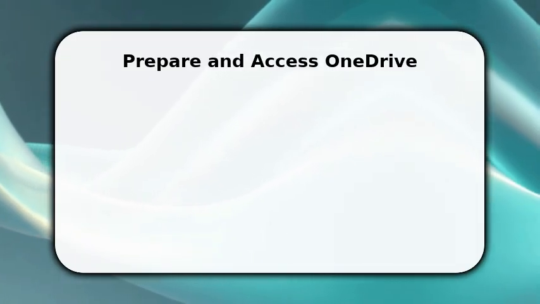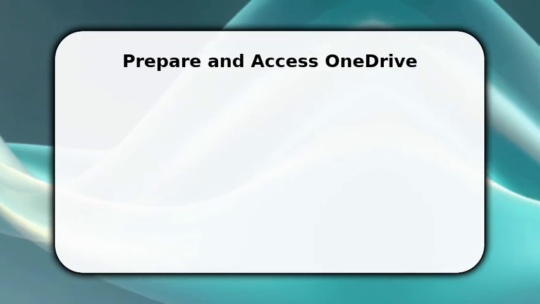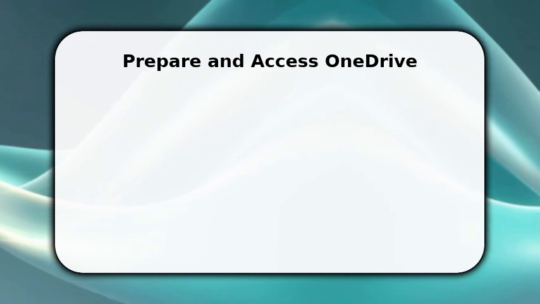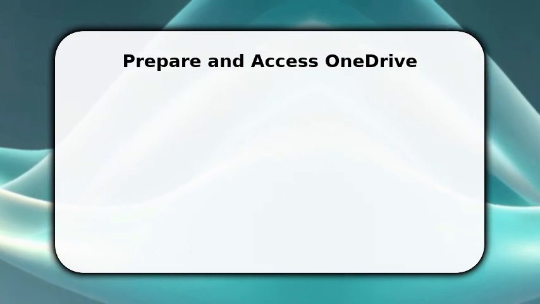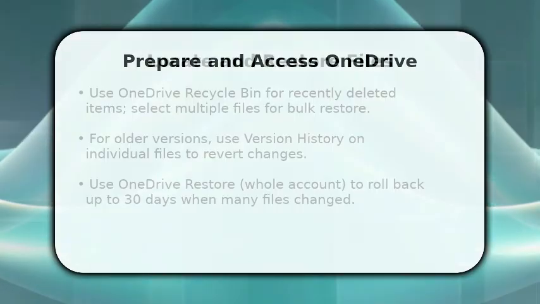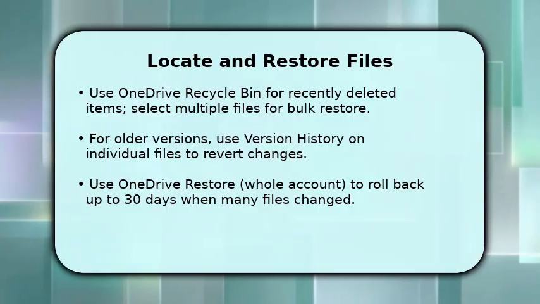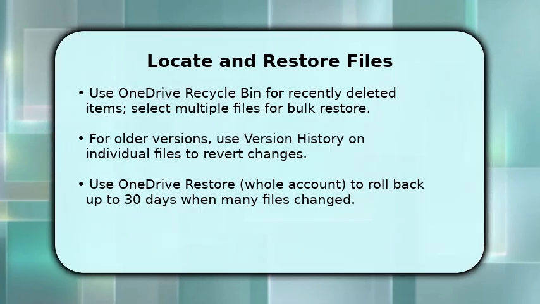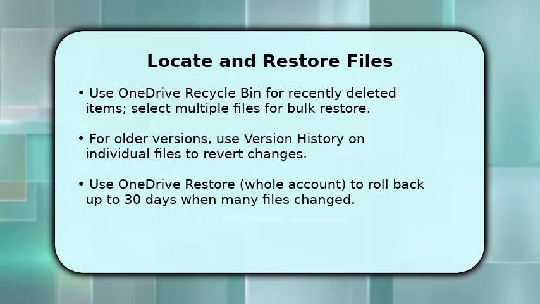Finally, open the OneDrive web interface or desktop client. These first steps guarantee you won't restore to the wrong account or lose progress. Next, locate the deleted or corrupted content. If files were recently removed, go to the recycle bin and restore selected items. This is fastest. Once done, make sure to check folder structure and permissions.